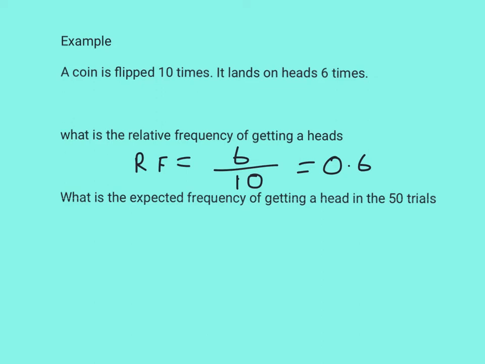So if we use our relative frequency here, first of all, our number of trials, which is going to be 50, multiplied by our relative frequency, which is 0.6, and that will give 30 times in total.